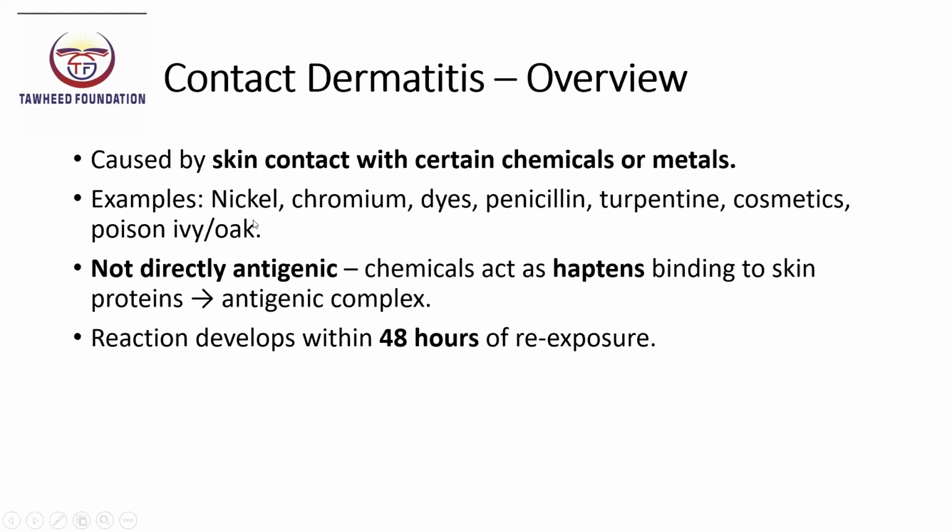Common examples include nickel, chromium dyes, penicillin, turpentine, cosmetics, and poison ivy or oak. These substances are often not directly antigenic. They act as haptens, which bind to skin proteins to form antigenic complexes. The reaction usually develops within 48 hours of re-exposure in a previously sensitized individual.